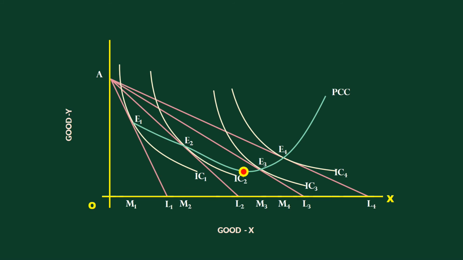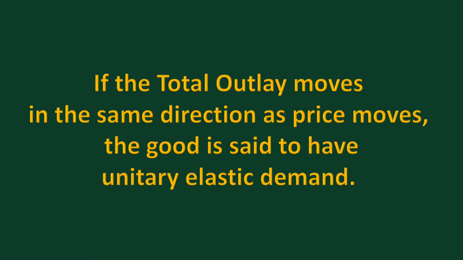Before we conclude, attempt and answer the true or false type question. If the total outlay moves in the same direction as the price moves, the good is said to have unitary elastic demand. If your answer is false, you are right.